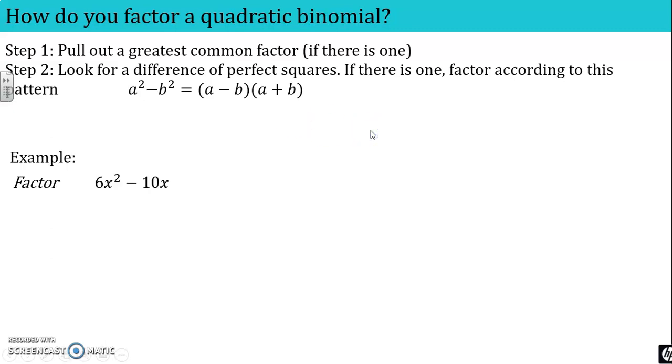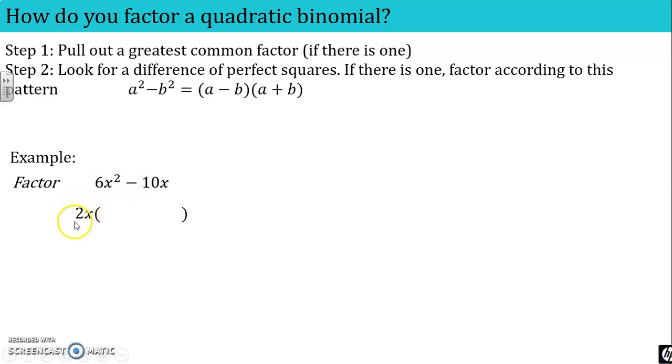Here is our first example. Here is our quadratic binomial, and the instructions tell us to factor. So step one, pull out a greatest common factor. So I'm going to look at these two terms and ask myself, what is the biggest number that divides both of them evenly? So looking at the numbers first, I see 6 and 10. Those are both divisible by 2. But then there's something else that both of these terms have in common, and it's an x. So my greatest common factor, that's what I'm going to be pulling out, is a 2x.